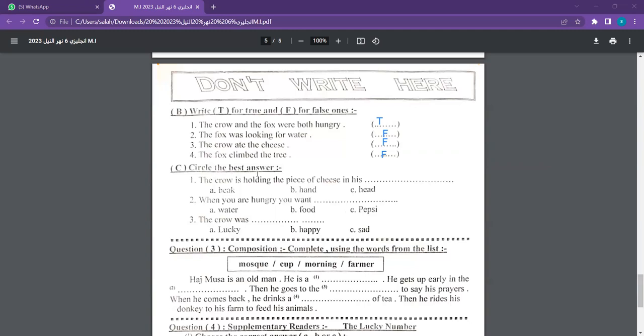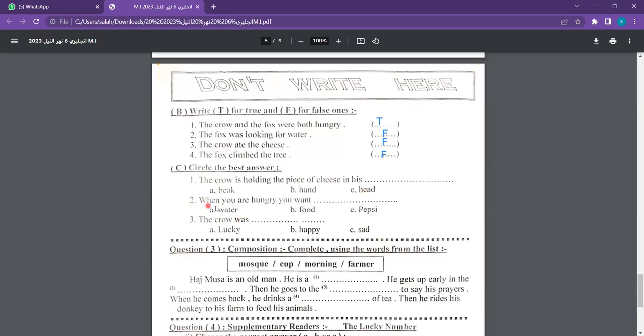Okay, let us continue. Circle the best answer. Number C, circle the best answer. Yalla, number one. The crow is holding the piece of cheese in his beak, in his hand, in his head? In his beak, that is right. Not in his hand, because he has no hands, and not in his head. Very good, Omar. Very good, Ruba.